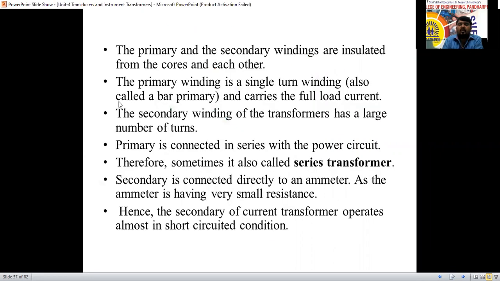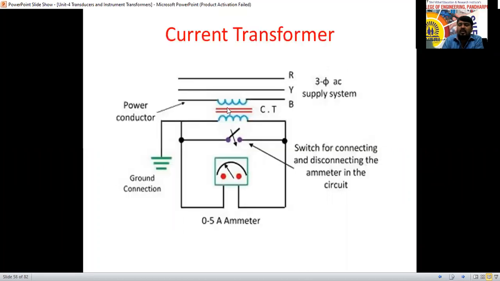Same thing they have written here. The primary and the secondary windings are insulated from the core and from each other. Both the windings are insulated from the core. The primary winding is a single turn winding, also called a bar primary winding. They have shown a number of turns here, but it is bar type only. One of the phases or lines acts as the primary winding.